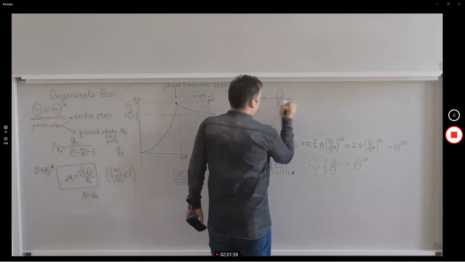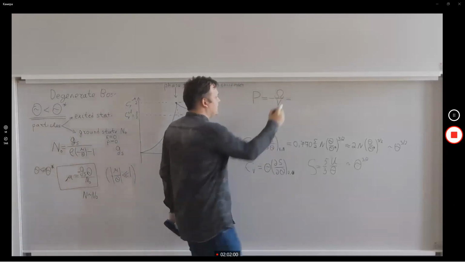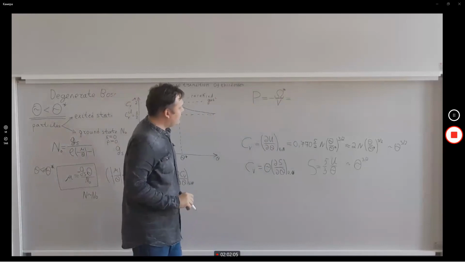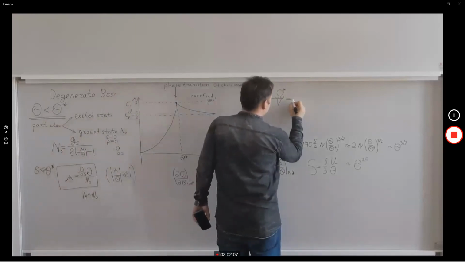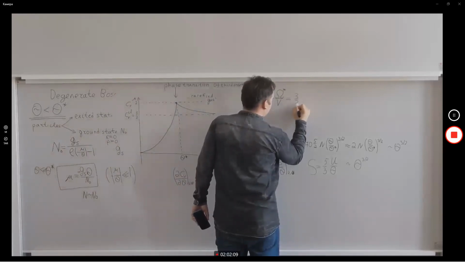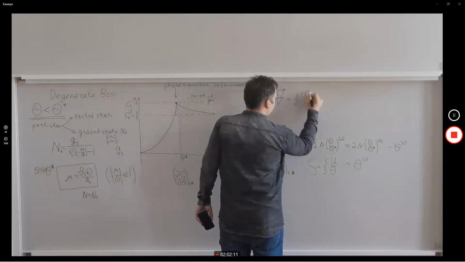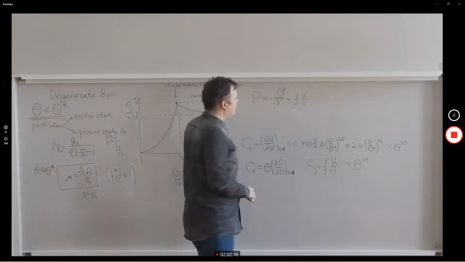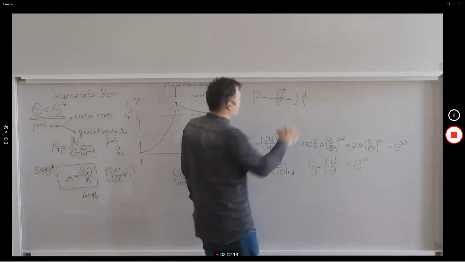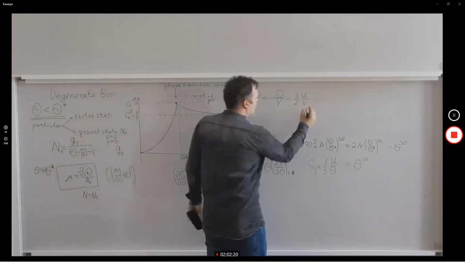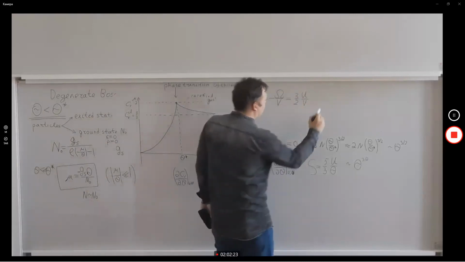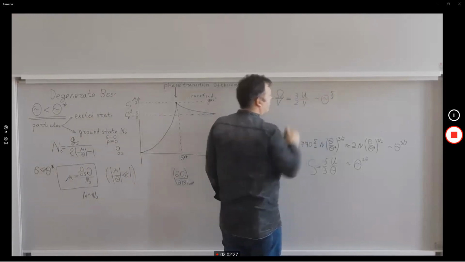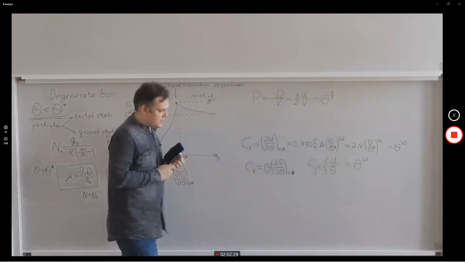And only excited particles produce pressure. And this equals 3/2 times U divided by V. So I can say U here, forget about the other terms. And this value is proportional to the temperature to the power 5/2.